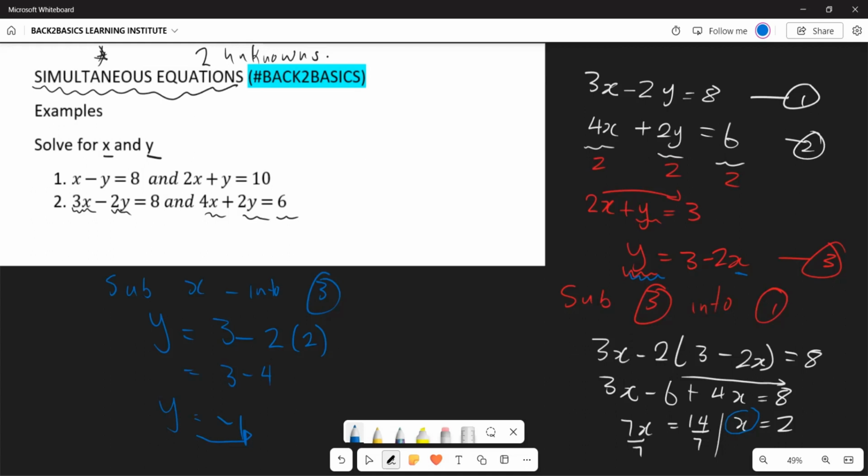So you can write that in coordinate form, which means you have your 2 and you also have your negative 1, right? So this is as far as simultaneous equations are concerned, right? So hopefully now you'll be able to juggle through some of these problems that involve simultaneous equations. Thank you very much.